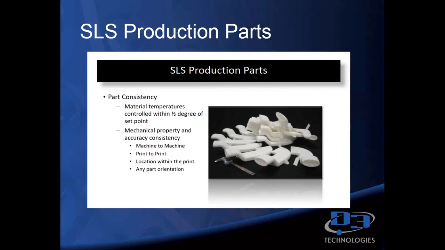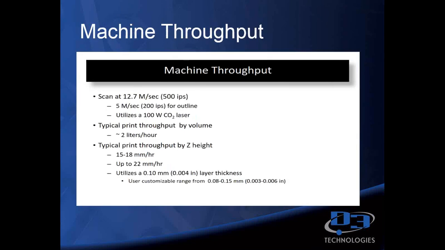So really the other piece that you're going to find with this is, as I said, part consistency, part repeatability. Again, material temperatures are controlled to a half a degree at set point. And so those mechanical properties are really going to be consistent, machine to machine or print to print. Any type of orientation, it doesn't matter how you orient it on the build plate.